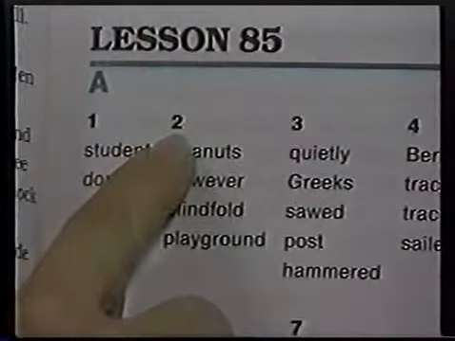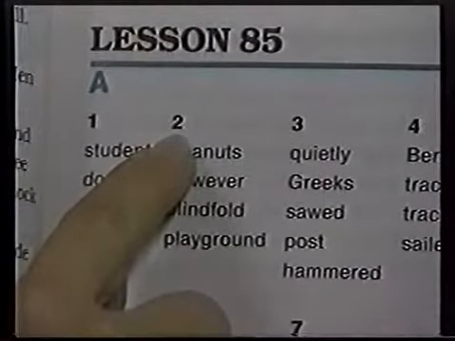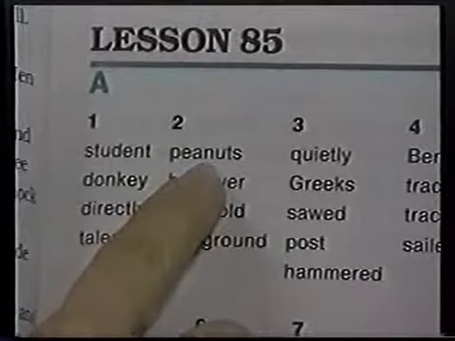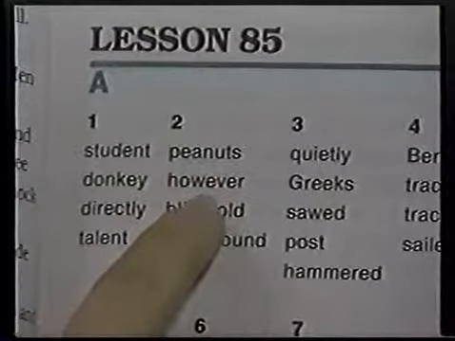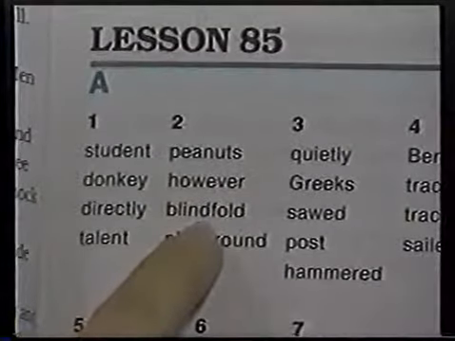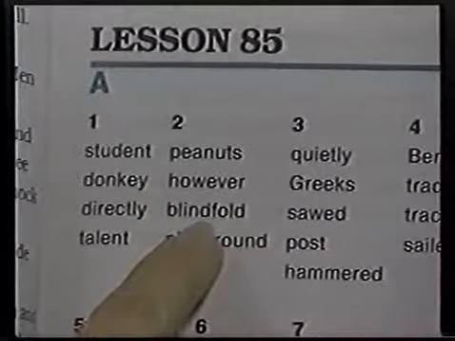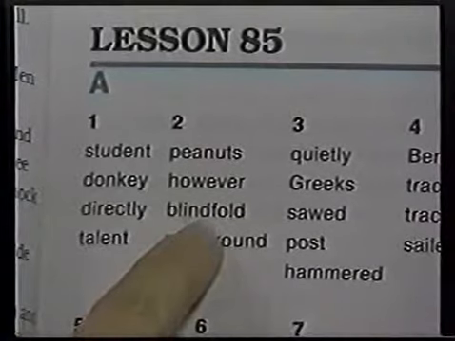1, 2, 3. Everybody touch column 2. All the words in column 2 are made up of 2 shorter words. Touch under the first word. What word? Peanuts. Next word. What word? However. Next word. What word? Billfold. Blindfold. What word? Blindfold. Spell blindfold.